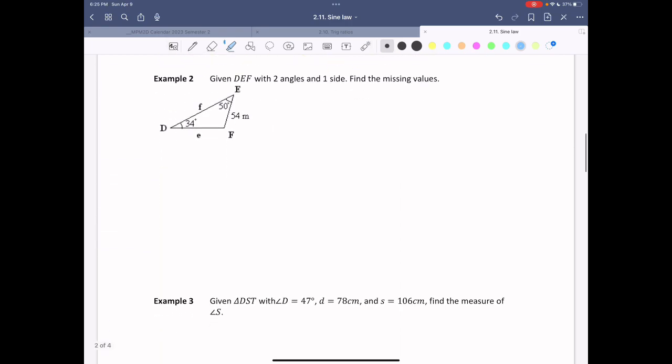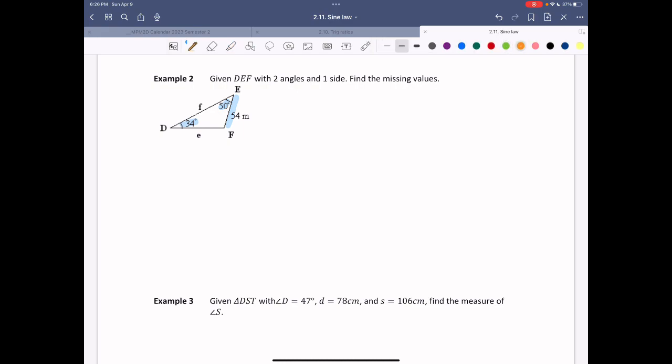So given this triangle DEF with two angles and one side, find the missing values. Okay, so we need to find E and F. So let's highlight what we have so far. So we have this length. We also have this angle, and we also have this angle. And because we have two angles in the triangle, we could find the third one if we need to. But let's see what we can highlight first with drawing around it.